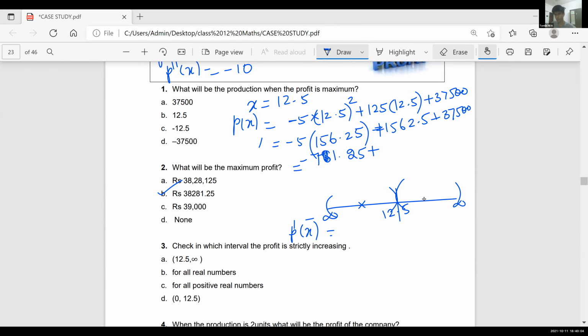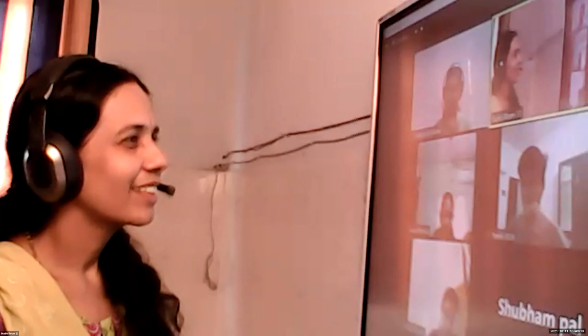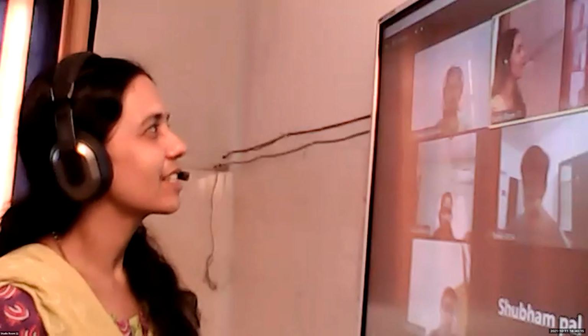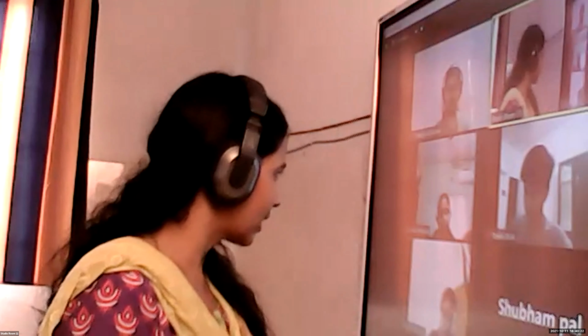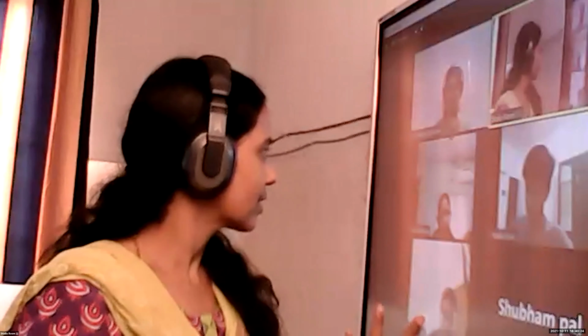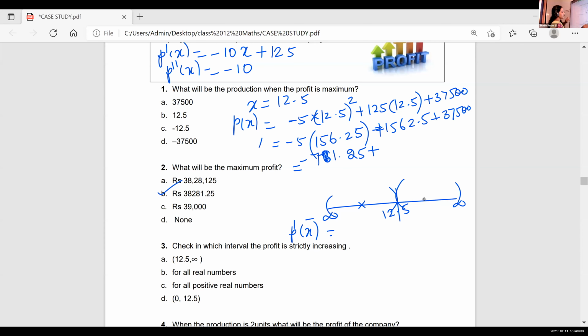Ma'am, is it for all real numbers? For all real numbers. What is the condition for increasing? Yes, tell me. What is the condition? We have to find f dash of x. Yes, Anila, greater than 0. F dash of x must be positive, isn't it? First order derivative must be positive. What is f dash of x here? Is it minus 10x plus 125?